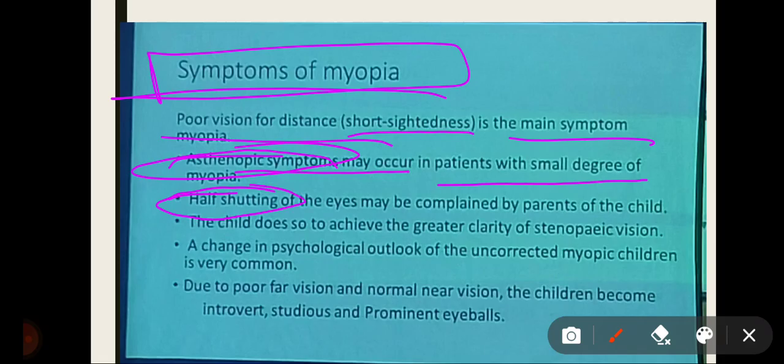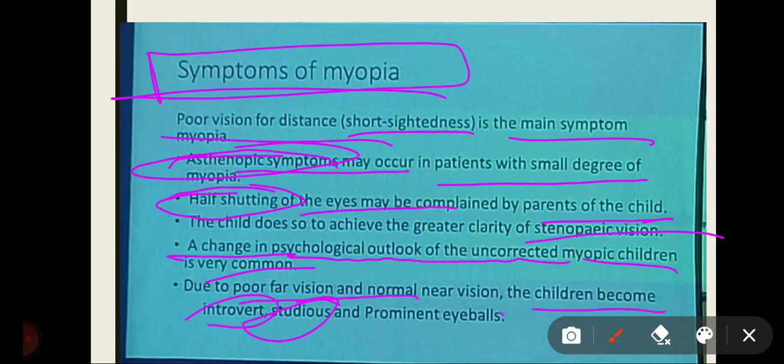Half shutting of the eyes may be the complaint by the parents of the child. The child does so to achieve greater clarity and stenopic vision. A change in the psychological outlook of uncorrected myopic children is very common. Due to poor far vision and normal near vision, the children become introvert, studious, and have prominent eyebrows.